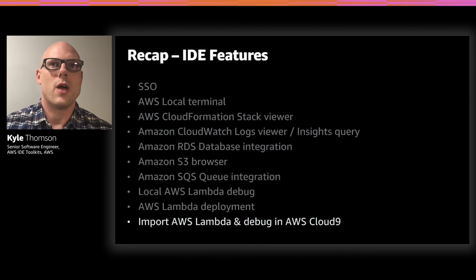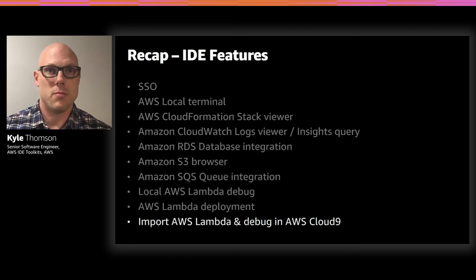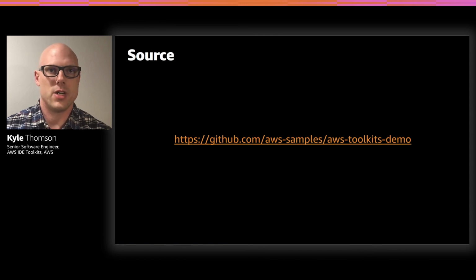So now we also have importing, in addition to some of this functionality in Cloud9, we have importing AWS Lambdas and debugging. Like I mentioned, the source for all of this project is on GitHub. It's open sourced. Please feel free to check it out yourself, run through the demos as we did, and just kind of get a feel for the features that are available to you in the AWS toolkits.